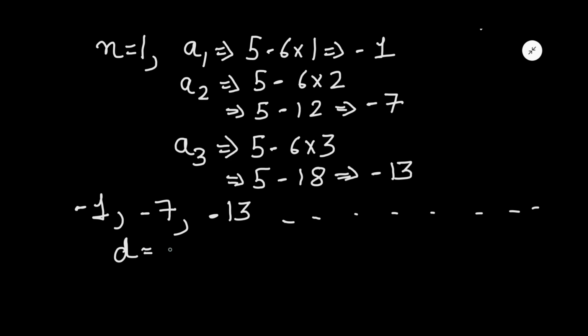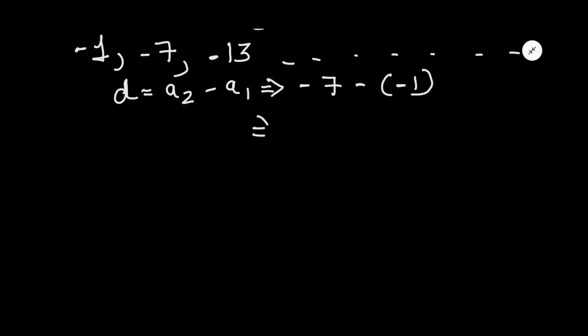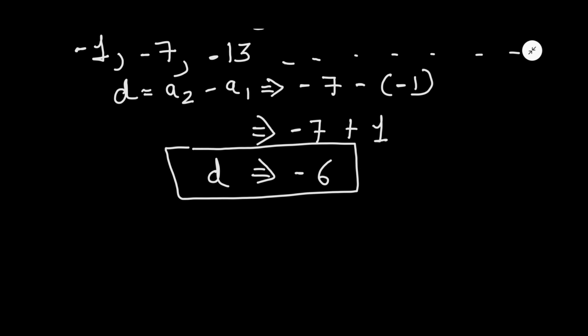Common difference will be equal to a2 minus a1, which is minus 7 minus minus 1, minus 7 plus 1. So minus plus is minus, 7 minus 1 is 6, so final is minus 6. So our common difference is calculated as minus 6, and our first term is equal to minus 1. So we can easily find our sum of n terms.